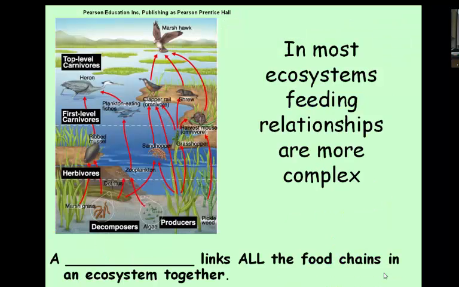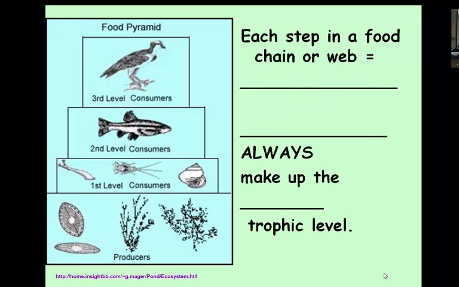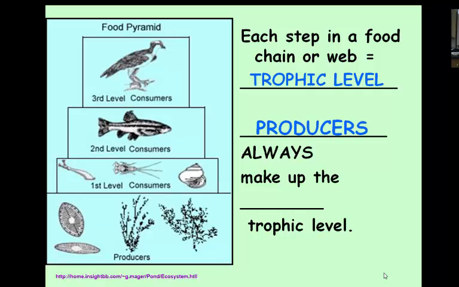In most ecosystems, feeding relationships are more complex. You don't just have one chain of how organisms eat. We have a food web that links all those chains together. A hawk potentially could eat a small bird, the shrew, a harvest mouse. It has many things that it eats, so it's part of many different chains. Each step in a food web or chain we call a trophic level. Producers always make up the first trophic level, or that bottom level.